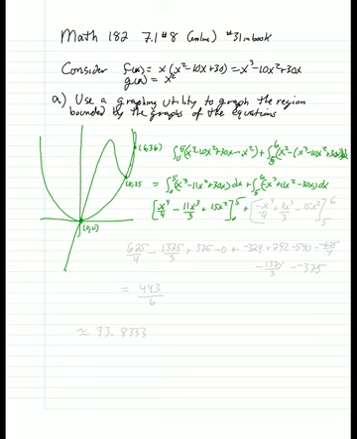Plus negative x to the 4th over 4 plus 11x cubed over 3 minus 15x squared. Again, that would have been 30x squared over 2, that reduces, though. And that's going to go from 5 to 6.